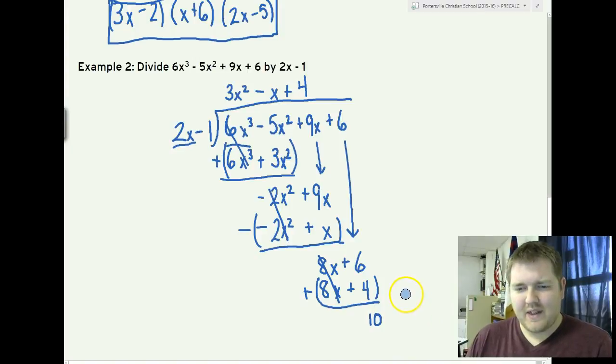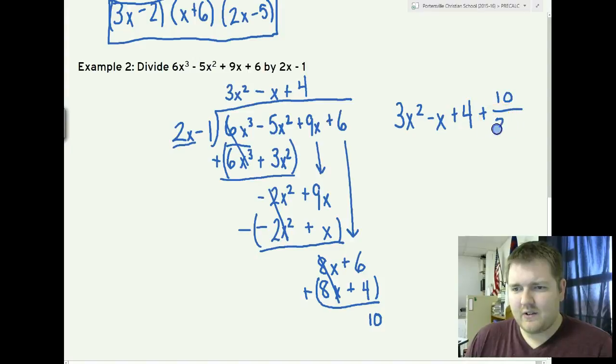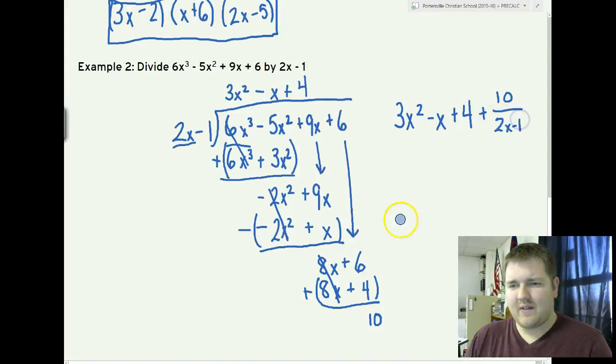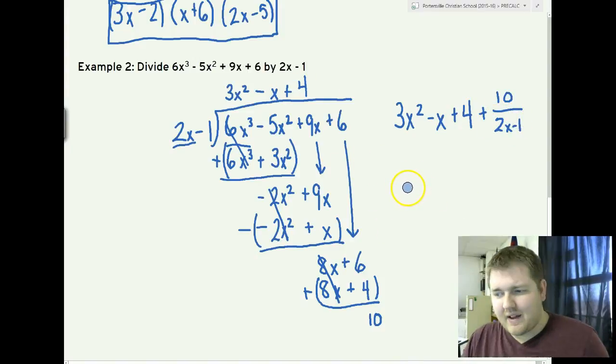But what I'm going to do with that is pretty simple. My original answer is 3x squared minus x plus 4. All I'm going to do with this 10 is add it on and put it over the factor 2x minus 1 that you were dividing it by. And that is my final answer.